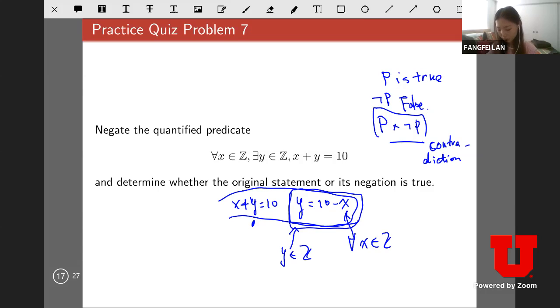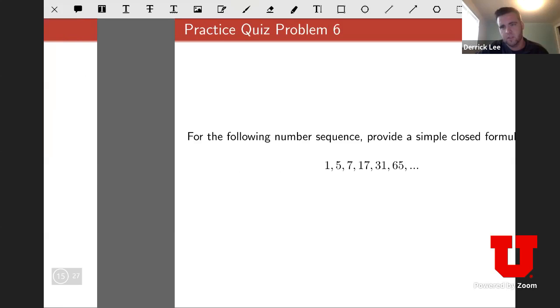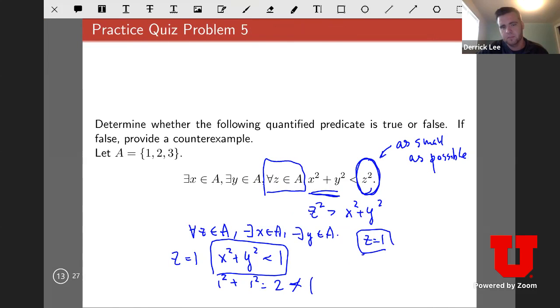Any other questions on the practice quiz? Yeah, sorry, could we go back to 5? Could we talk about how it would change the problem if we were to change the order of the way they're written? For all z in A, there exists x in A, there exists y in A.